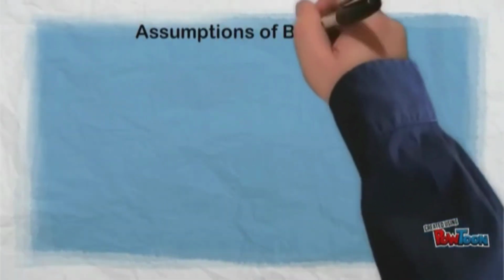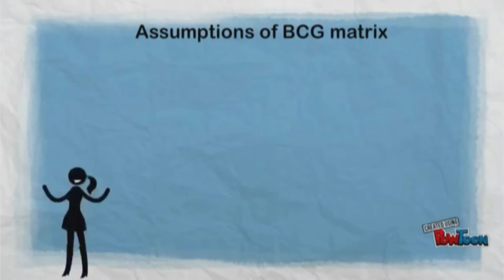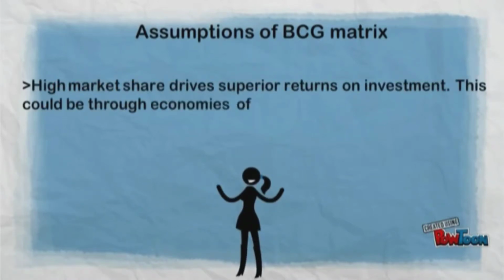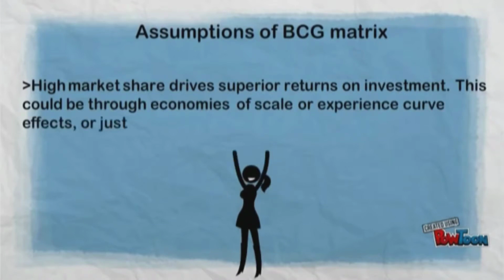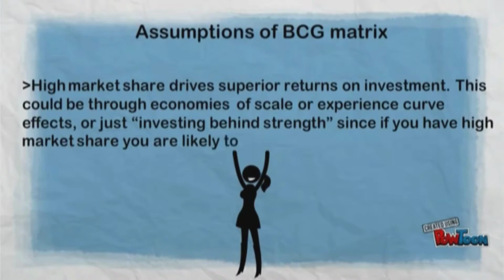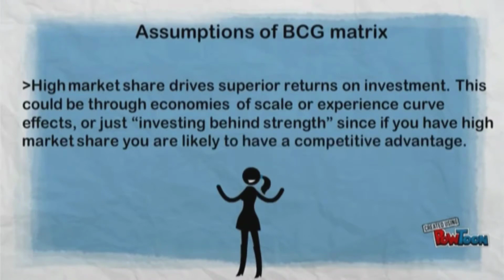Assumptions of BCG matrix. High market share drives superior returns on investment. This could be through economies of scale or experience curve effects, or just investing behind strengths. Since if you have high market share, you are likely to have a competitive advantage.